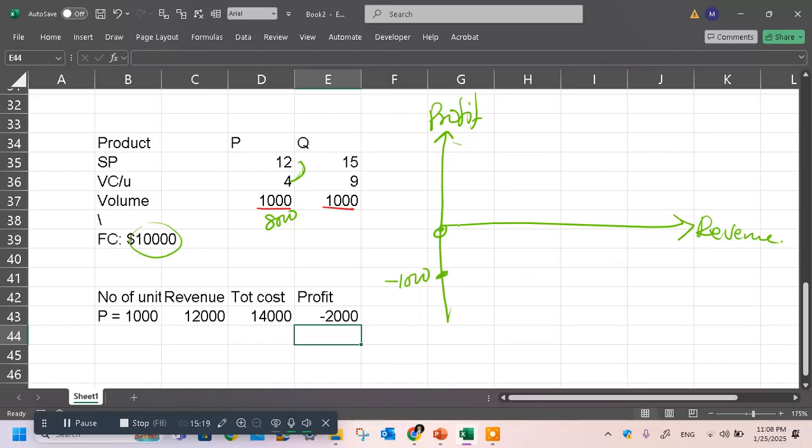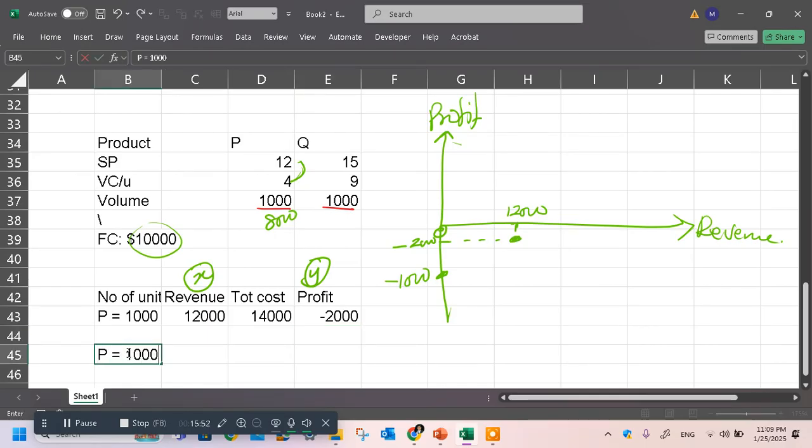So let me mark a point here. This is revenue 12,000. Remember, x-axis is revenue, and here minus 2,000. Check this. This is my x-axis, guys. Revenue is my x-axis. Profit is in my y-axis. So when x is 12,000, y is minus 2,000. Then what do we do? We will add P1000 and Q1000.